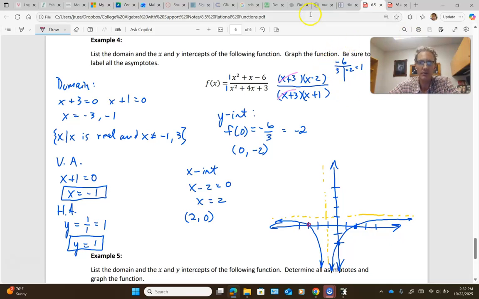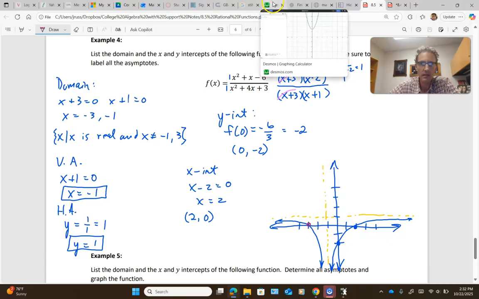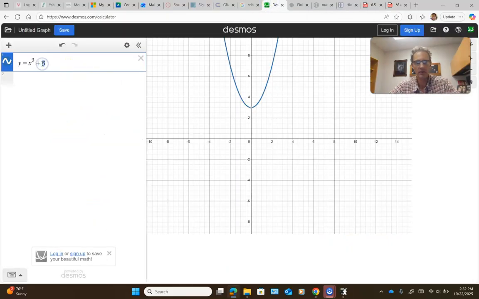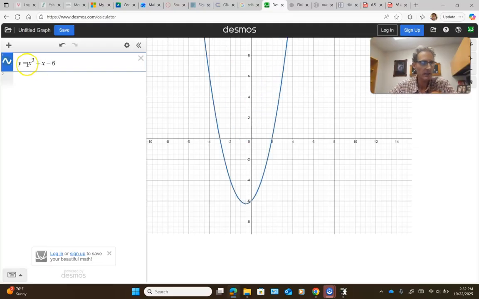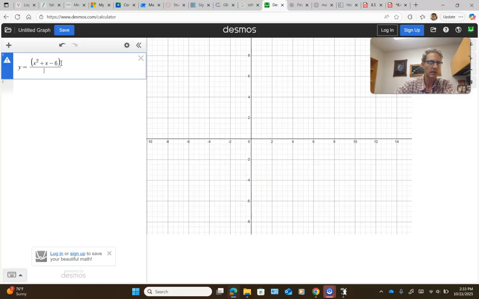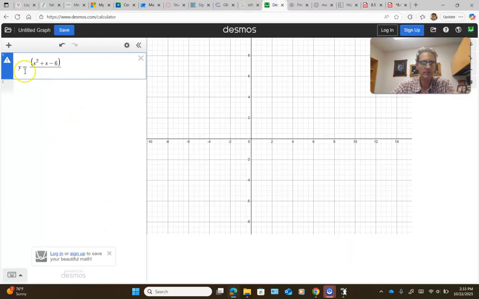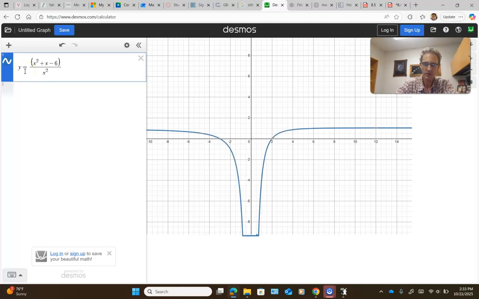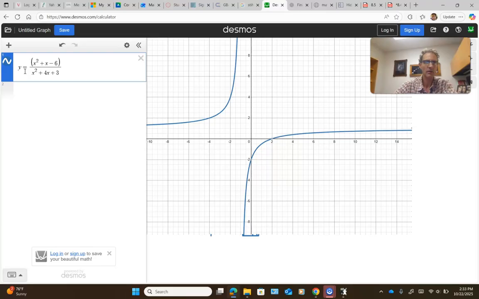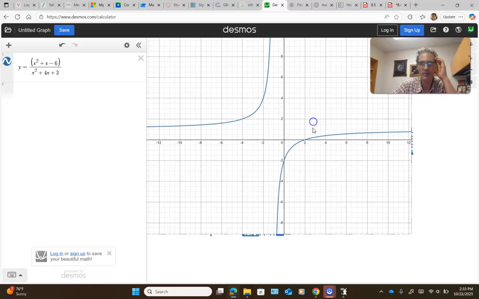All right, well, let's graph this function in Desmos real quick. See how close we got. Okay, that is my numerator. I'm going to keep that in parentheses. I'm going to divide it by that other quadratic function, x squared plus 4x plus 3. And look, this is similar to what we got, isn't it?